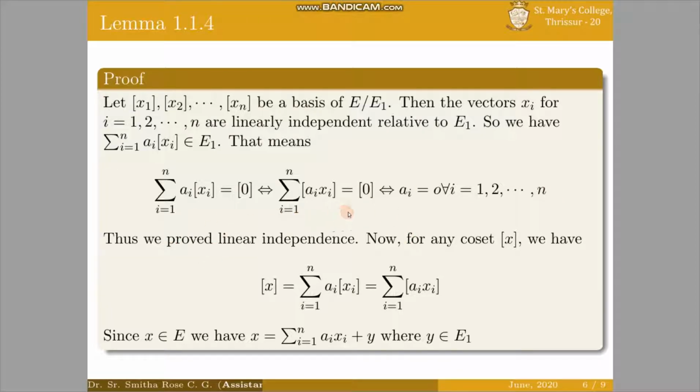Now we have to prove the spanning property. For that I am taking some coset x, and thus x is an element of E, the vector space. So coset x is equal to the summation i equal to 1 to n of ai times coset xi.